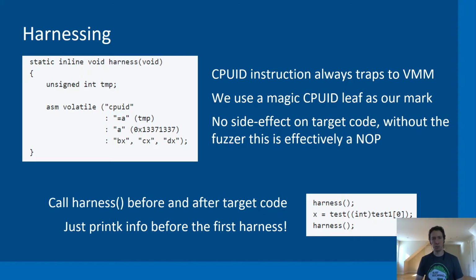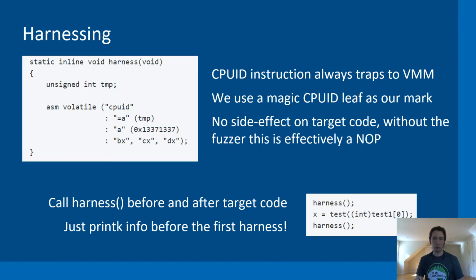This is the magic number you see in this snippet on the left. And this CPUID instruction has no side effect on the code, so you can make a call to this function anywhere in your code and it will have no side effect. The only requirement before you call your harness is to display the information about the buffer, or the memory location, that you want to fuzz.